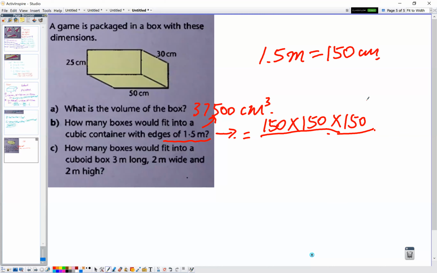So bear this in mind. This 150 times 150 times 150, divided by the original smaller one, 37500. The answer is 90. So now you come to question C.